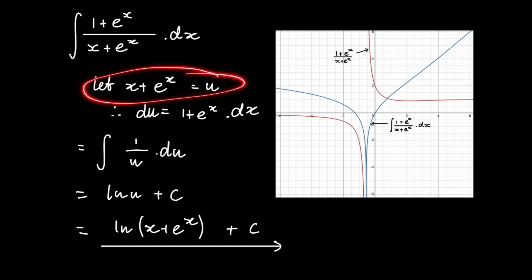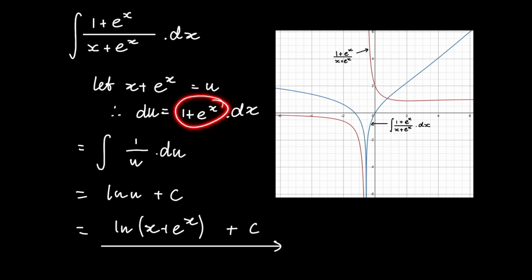So substituting in u for x plus e to the x is a good idea, because then your derivative in terms of x is 1 plus e to the power of x, and then you make a nice substitution for 1 plus e to the power of x dx to just be du, and you make a substitution for x plus e to the x to be u. So you reduce this integral to a much simpler integral that's easier to solve.